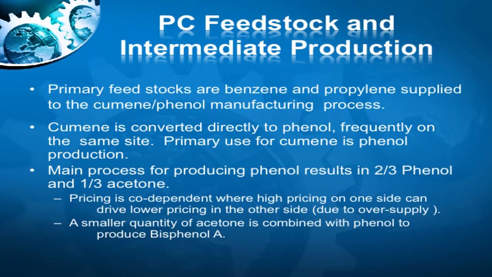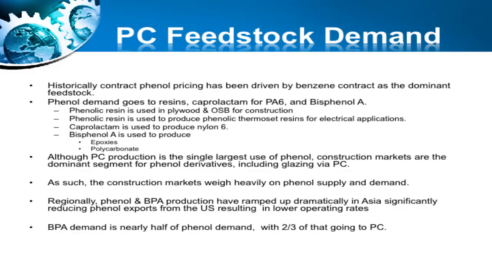It's a very tight process in the sense that cumene to phenol is generally co-located on the same site. And the process for making phenol results in 2/3 phenol and 1/3 acetone. Acetone is then returned to the process to make bisphenol A, which is the last step before polycarbonate.